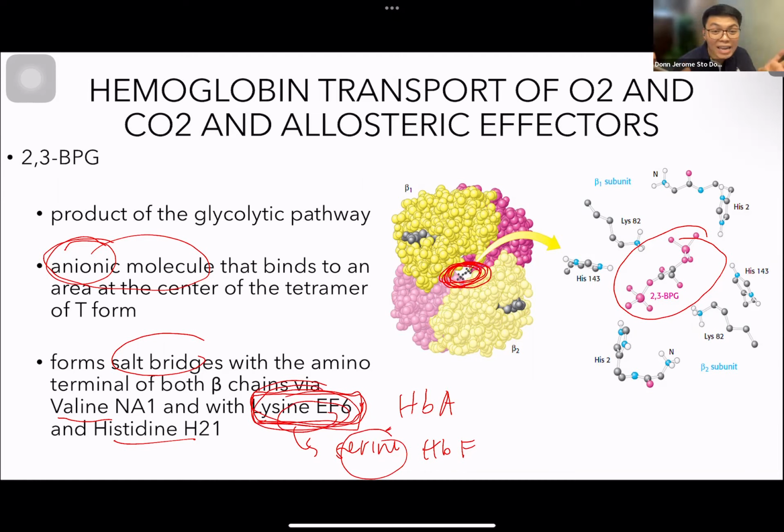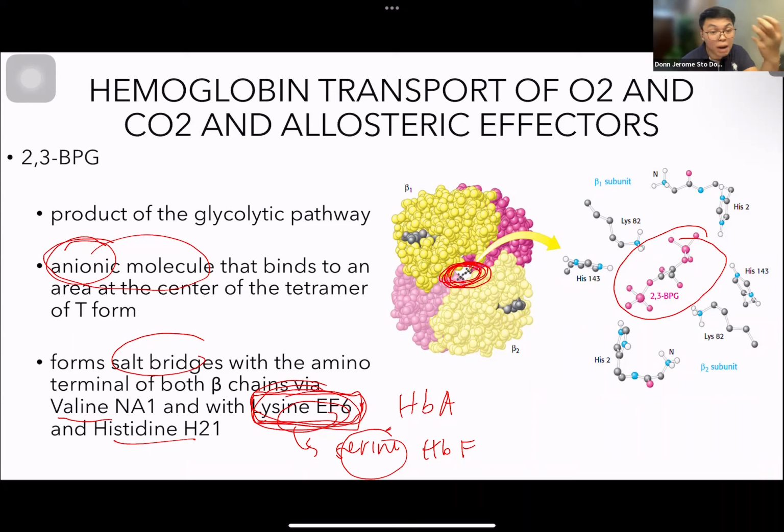This is the reason why the fetus is able to extract more oxygen from the mother. What's the hemoglobin that is coming from the mother? It's the adult type of hemoglobin, right? Your fetus will have the fetal type of hemoglobin. So the adult type of hemoglobin is better in binding 2,3-BPG.